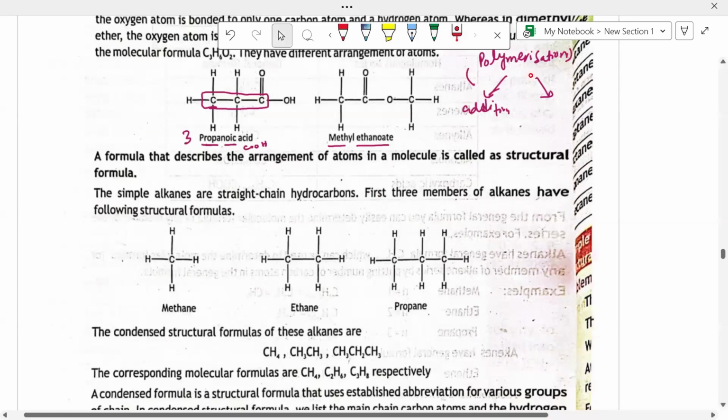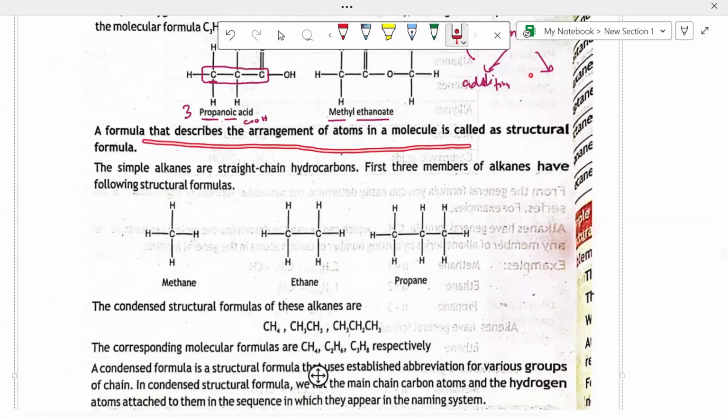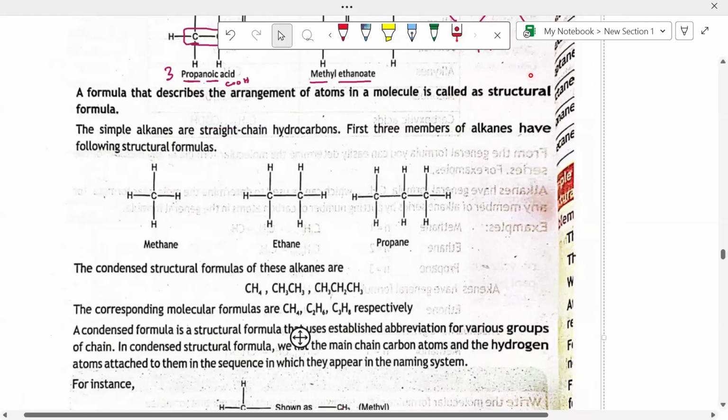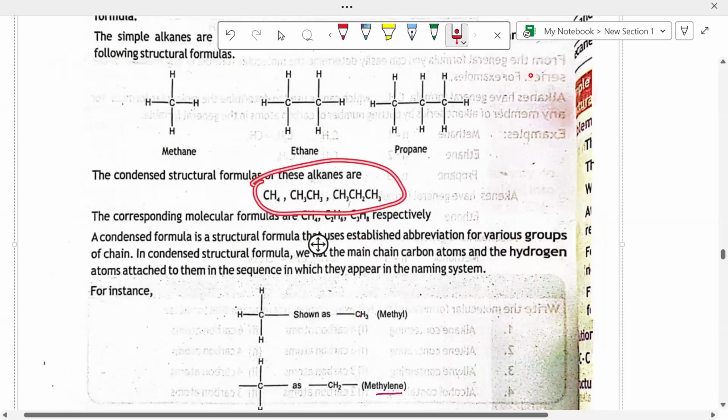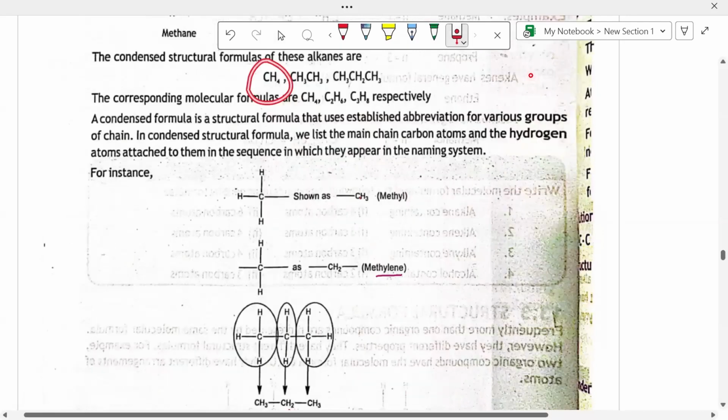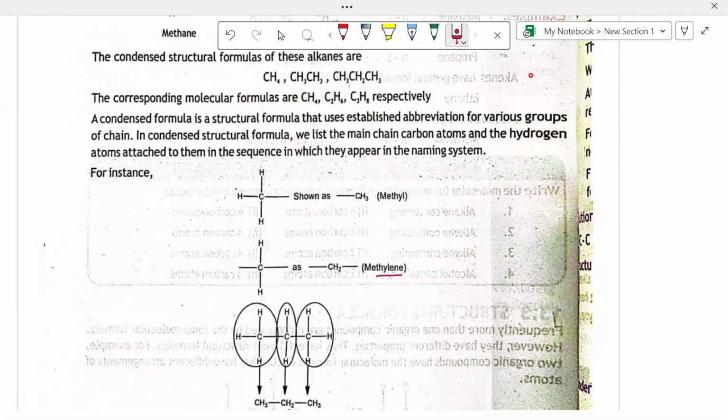Now further, it defines the formula that describes the arrangement of atoms in a molecule is called structure formula. Here we already know all of this. Next, it has discussed these condensed formulas. What would be the name of this one? What would be the name of this one? The first one is methane. CH4 is methane, and the next one to it is ethane. And the third one is propane. Yes, because we have three carbons.